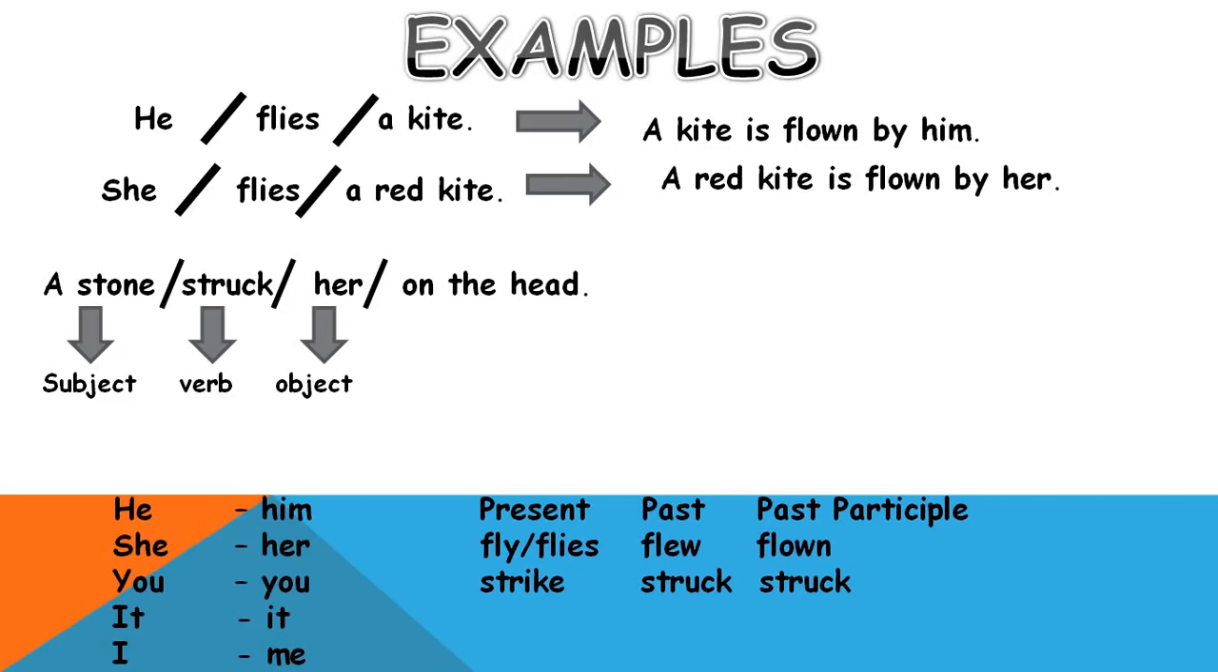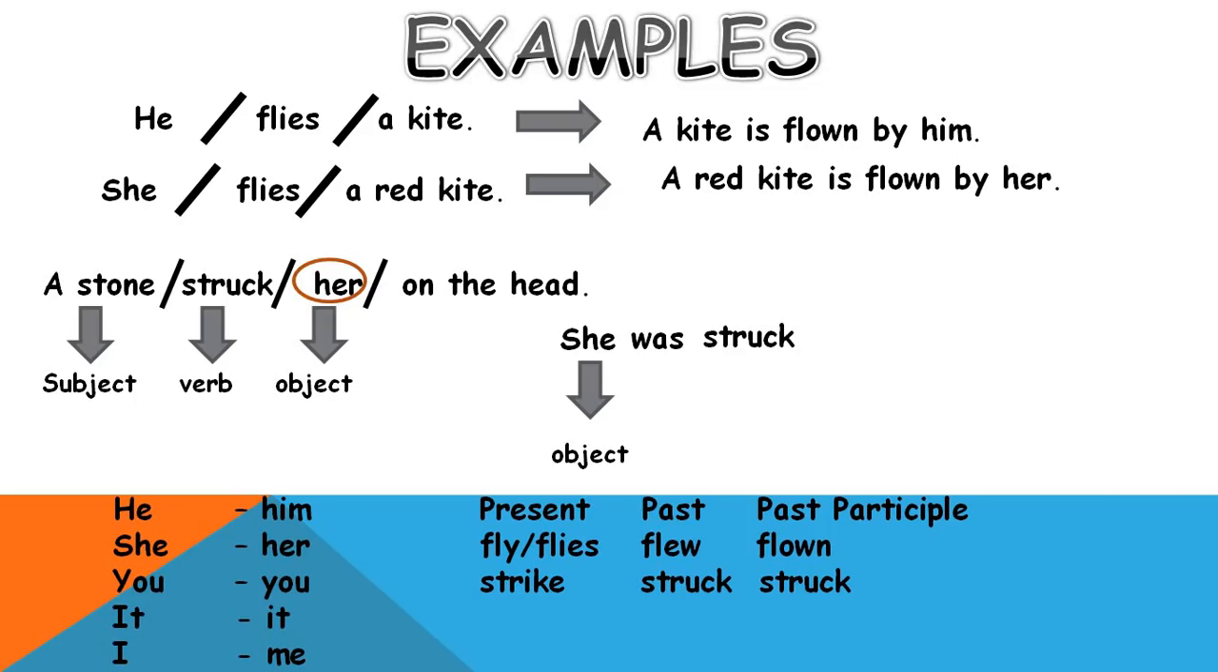What will you do with "on the head"? Let's have a look. Now when you convert it, "her" will become "she". So you bring the object to the front. Another way to remember the object is: the subject is the doer, one who does the action, and one who receives the action is the object. So in this case, who is receiving the action? She is. So you write "she" first. So "her" becomes "she", that's the object. Then you write "was" because it's past tense.